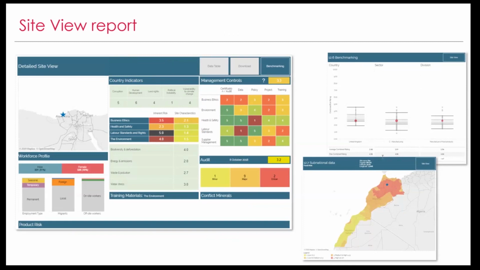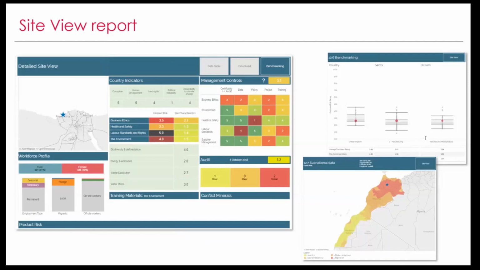From here, you will also be able to look at the activity that the site's undertaking, whether they're a manufacturer of wine or a grower of grapes, and see whether there's specific risks associated with that product or activity, either within its supply chain or actually in the immediate production of that product.